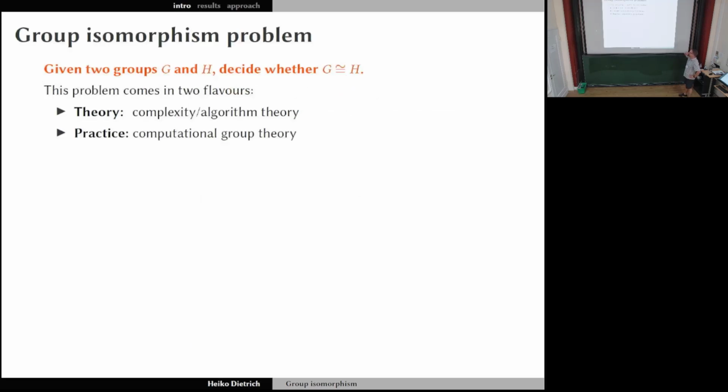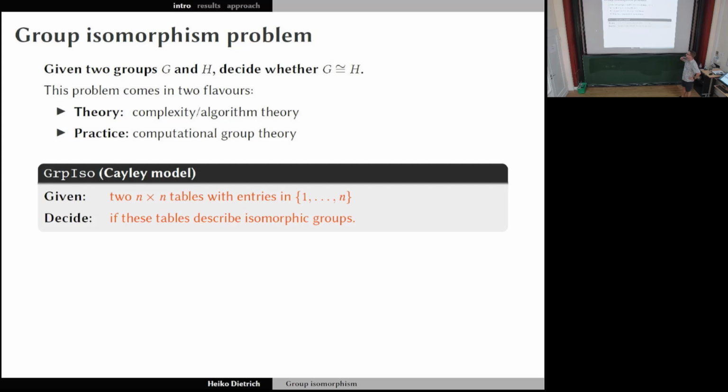So, group isomorphism problem, as you probably know, is a family of problems. It's problems around the question, here are two groups, are they isomorphic? They come in different flavors, these questions. You might just be interested in decidability. You might be interested in, can I solve it with a certain complexity, or is there actually an algorithm with it? Or you look at it from a practical perspective, like in group theory, for example, where you actually want to compute isomorphisms or decide isomorphism of groups.